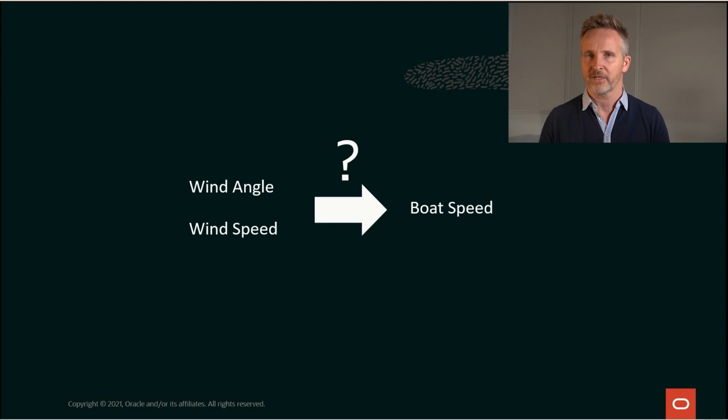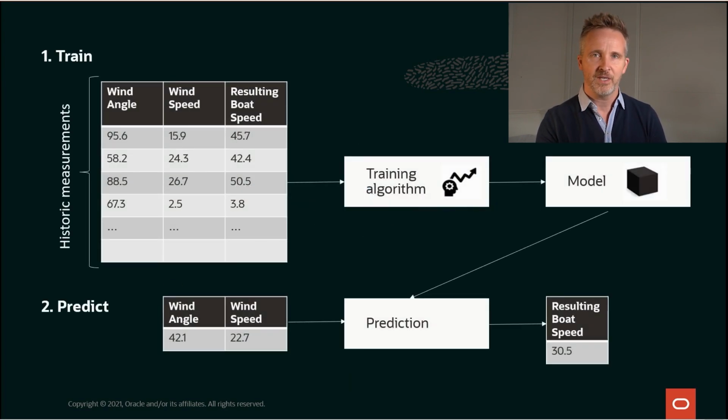So how can we solve this? How can we find the relationship between wind angle, wind speed, and boat speed? For that, we're going to use machine learning.